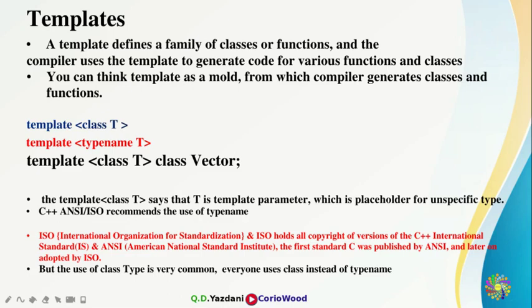If you don't believe me, go and look on GitHub or any other programming site. If you look at all the high-level programming, you're going to see that every programmer uses class instead of typename. But don't be surprised if you see typename. And this is an example of how you declare your class vector: you put a template, put a class, and T is a placeholder, and you repeat this, class vector. That's how you do it.